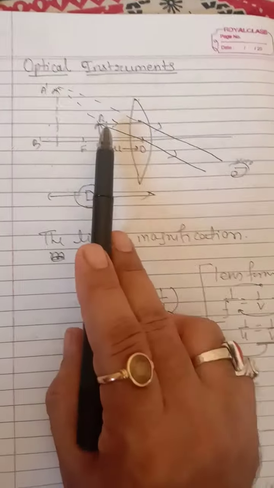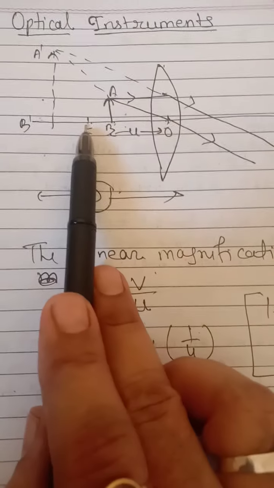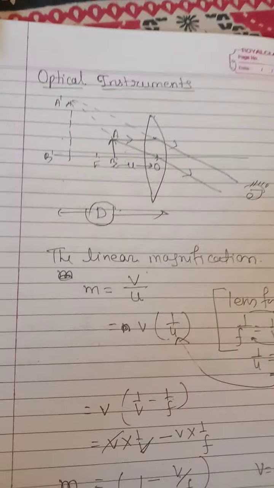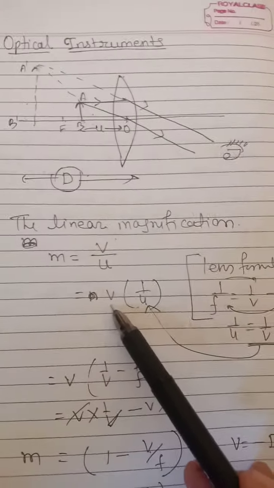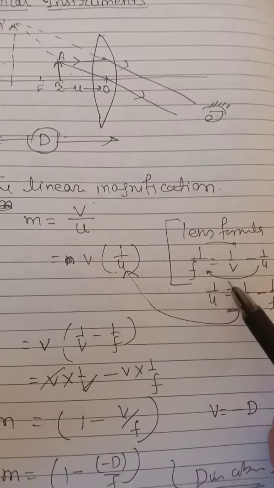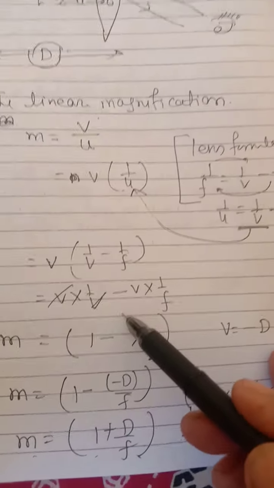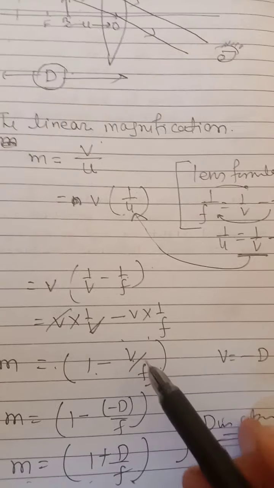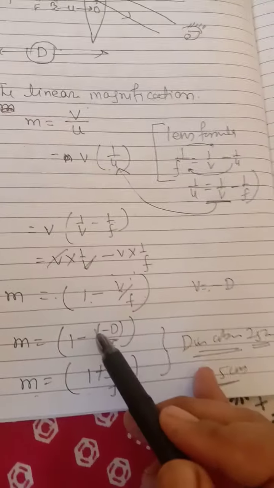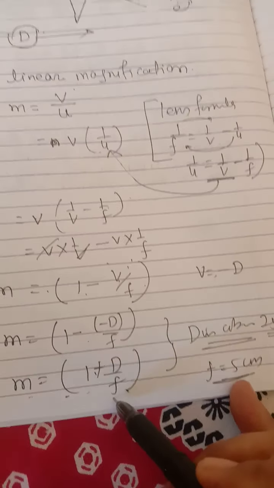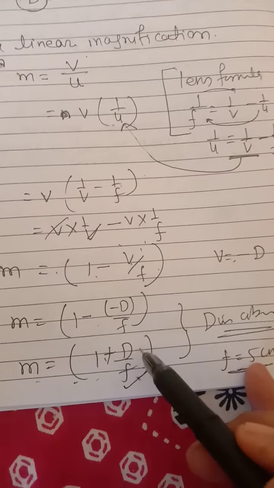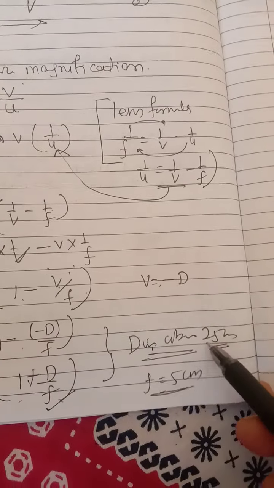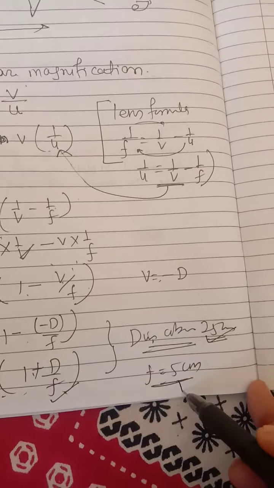Once again I am repeating, when the object is kept between O and F, its magnified image at distance D will be formed, A dash B dash. Now magnification is V by U, and I just told you that 1 by U is replaced by 1 upon V minus 1 upon F, and a little calculation will give us M is equal to 1 minus V by F. Applying sign convention, if I replace V as minus D, then M is equal to 1 plus D by F, and if we want to see the object somewhere around our retina, the distance of the image should be 25 centimeter, then the value of focal length will be what?